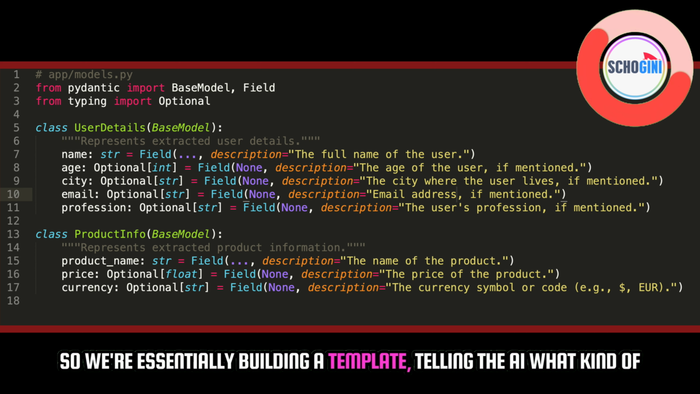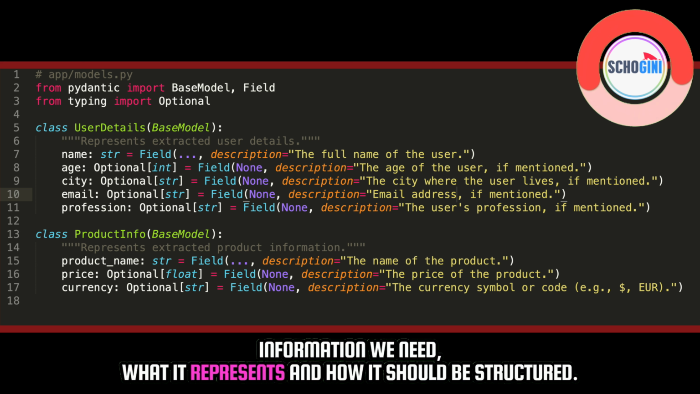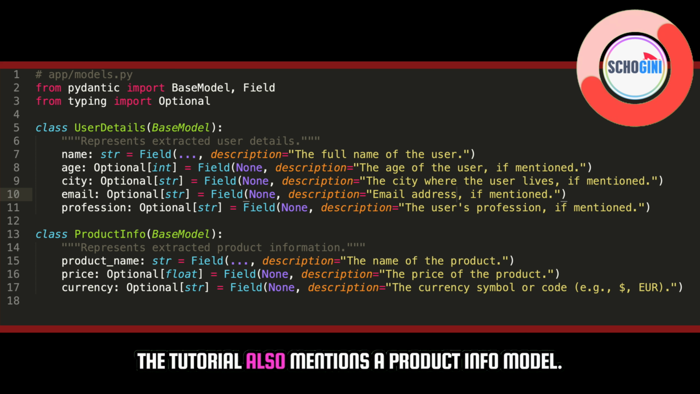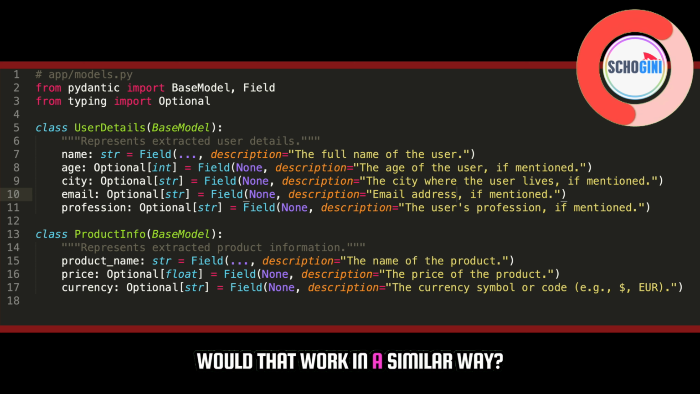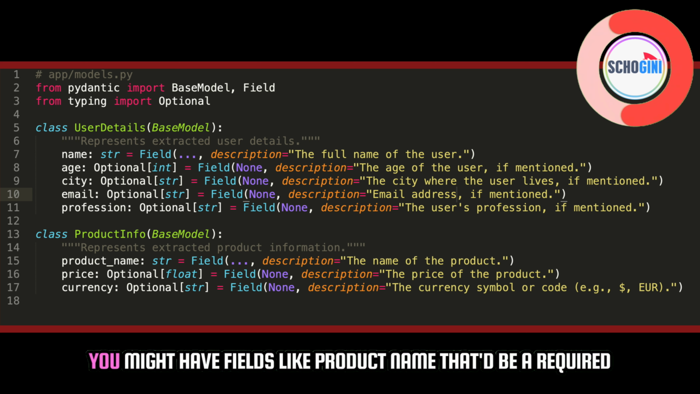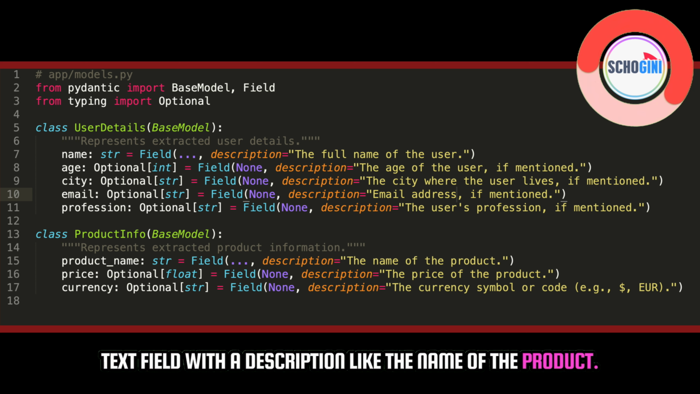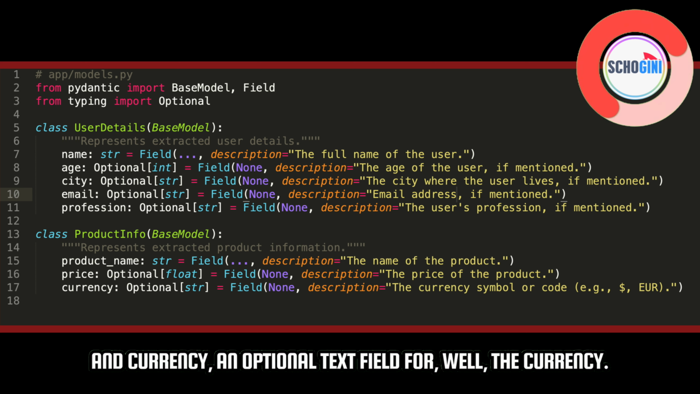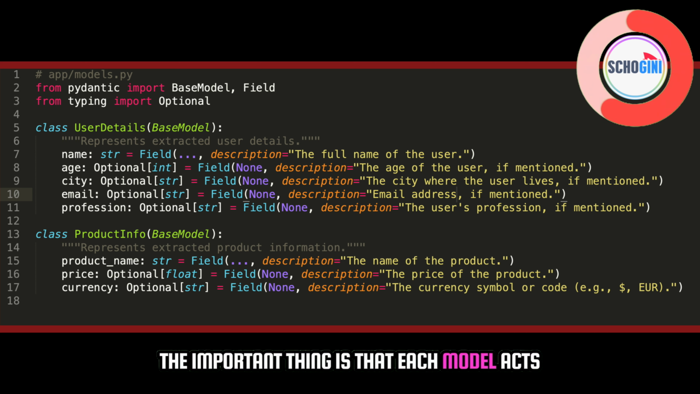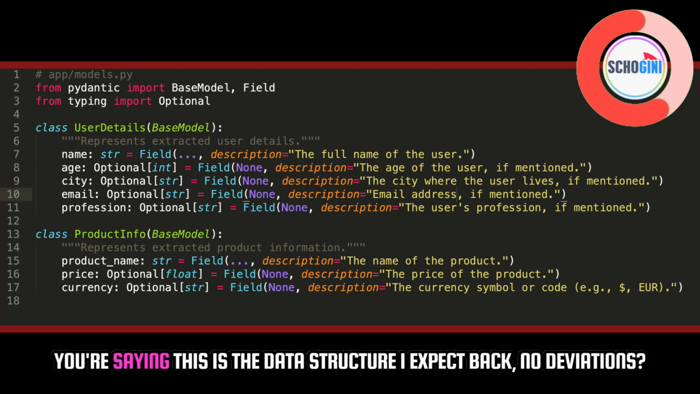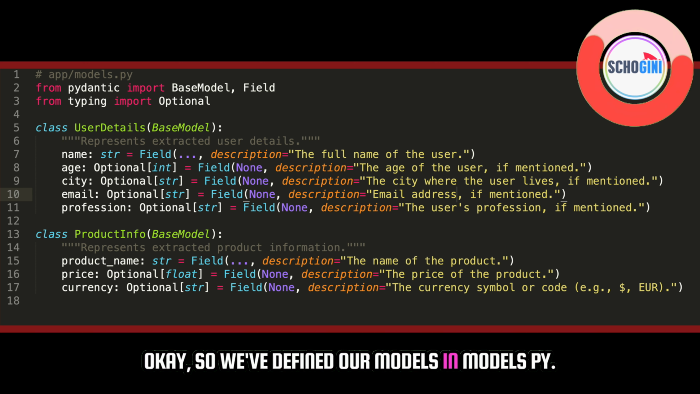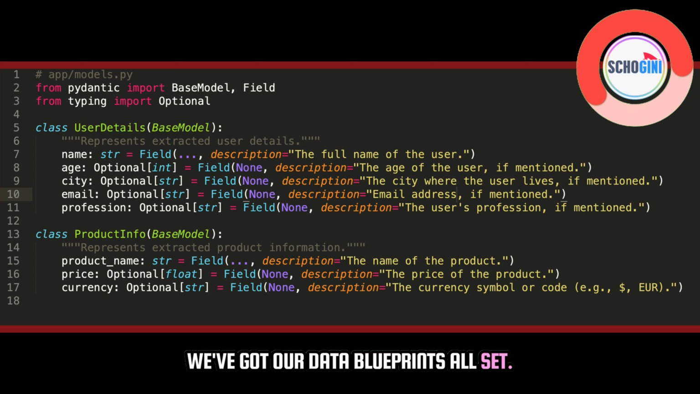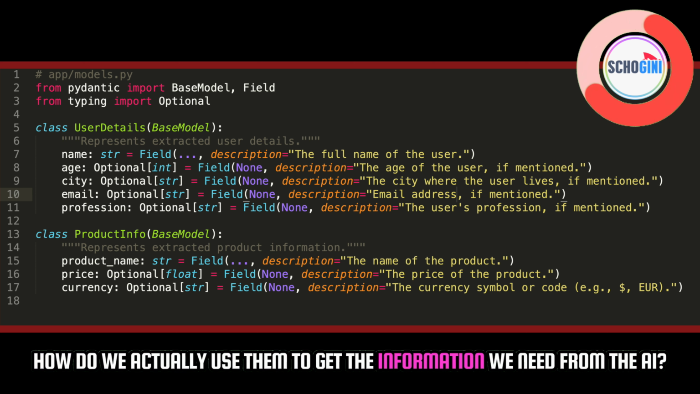So we're essentially building a template, telling the AI what kind of information we need, what it represents, and how it should be structured. The tutorial also mentions a ProductInfo model. Would that work in a similar way? Exactly the same principle, just different data. You might have fields like product_name, that'd be a required text field with a description like "the name of the product." Then maybe price, which would be an optional number field, and currency, an optional text field for, well, the currency. The important thing is that each model acts like a contract between you and Pydantic. You're saying, this is the data structure I expect back. No deviations. Exactly. Okay, so we've defined our models in models.py. We've got our data blueprints all set. How do we actually use them to get the information we need from the AI?